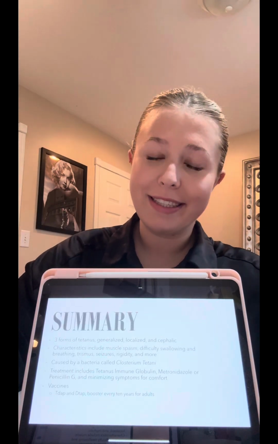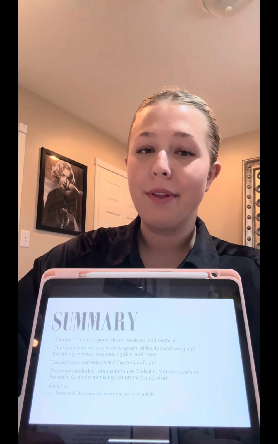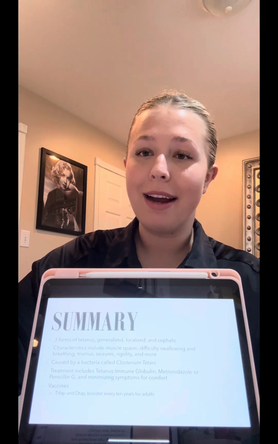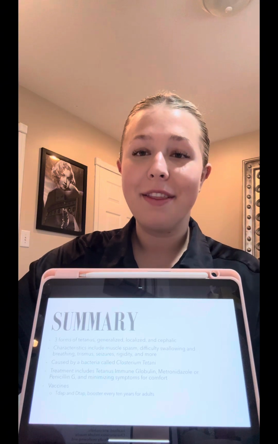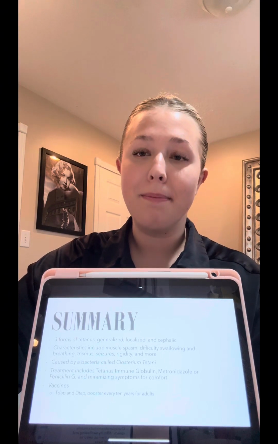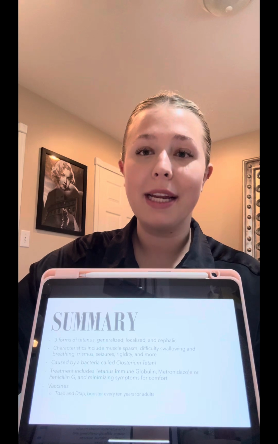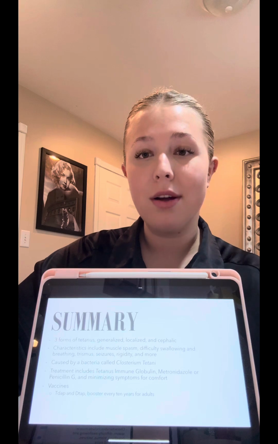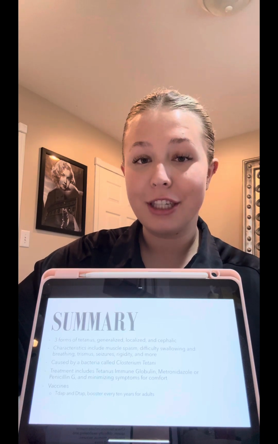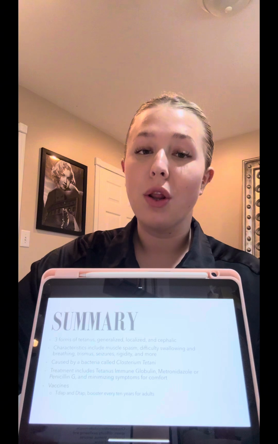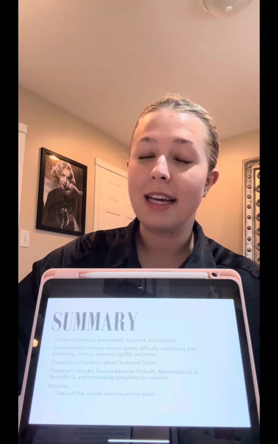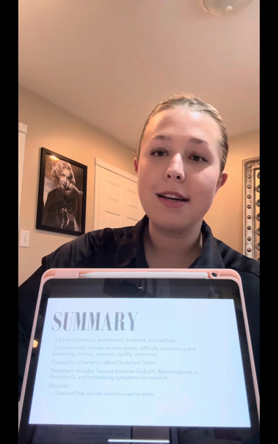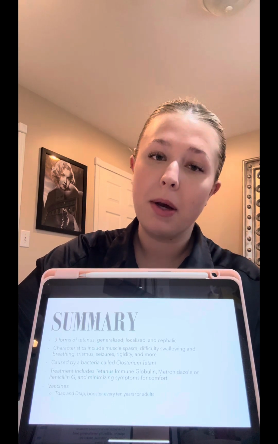Let's review what we just discussed. So, there are 3 forms of tetanus. They include generalized, localized, and cephalic. The characteristics of tetanus include muscle spasms, difficulty swallowing and breathing, and trismus, which is lockjaw, seizures, rigidity, and more. Localized tetanus only affects an area that is confined to the injury site, and cephalic tetanus is rather not muscle spasms but palsies.